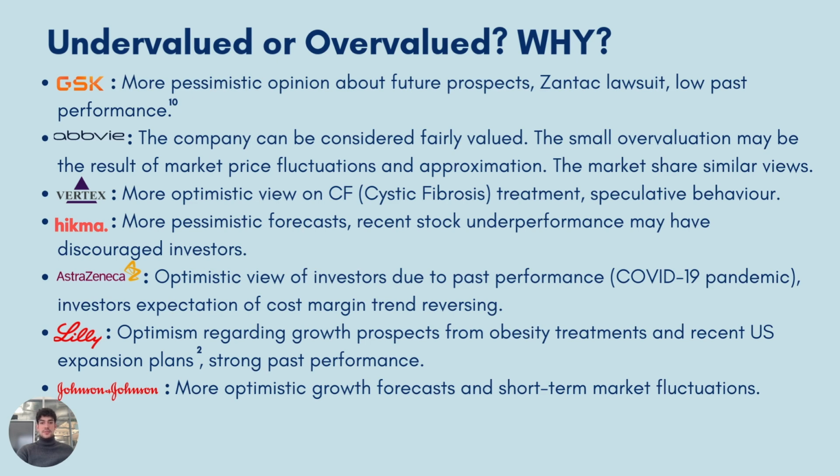Eli Lilly has the most overvalued stock among our companies. This could be due to growing optimism regarding obesity treatment and the recent $27 billion US expansion plans. Moreover, the high past return of the stock may have caused investors to engage in speculative behavior, further increasing the overvaluation. On the other hand, Johnson & Johnson stock may be overvalued due to more optimistic growth forecasts and shorter market price fluctuations.